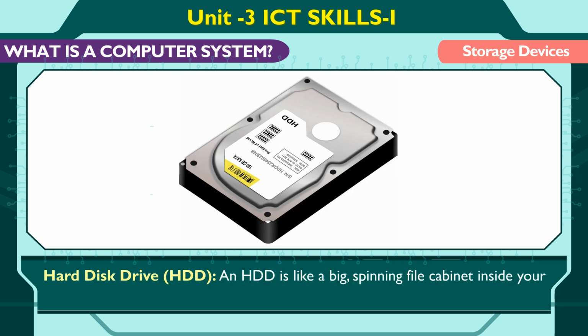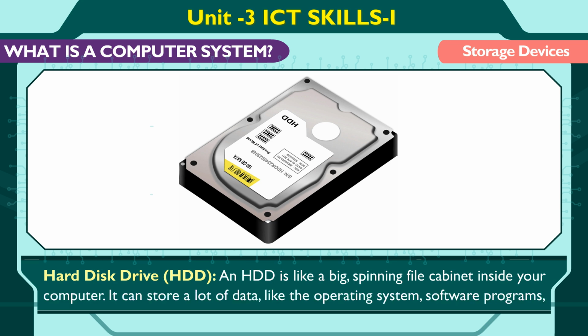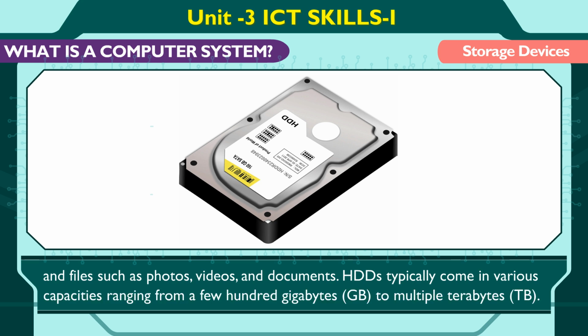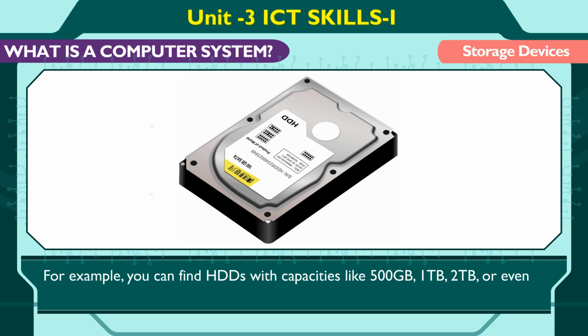Hard disk drive, HDD. An HDD is like a big spinning file cabinet inside your computer. It can store a lot of data like the operating system, software programs, and files such as photos, videos, and documents. HDDs typically come in various capacities ranging from a few hundred gigabytes to multiple terabytes. For example, you can find HDDs with capacities like 500 GB, 1 TB, 2 TB, or even larger.